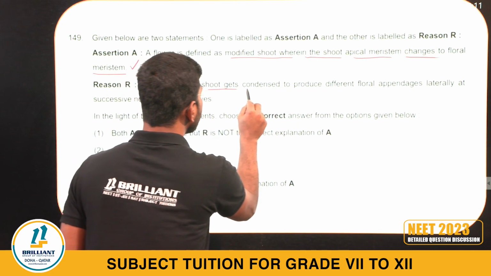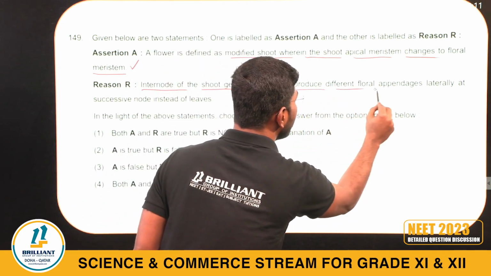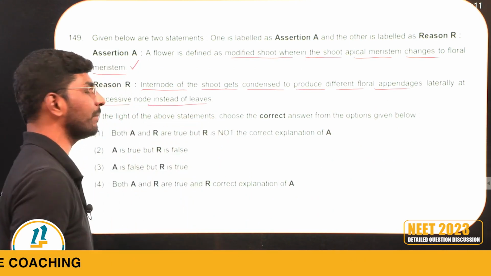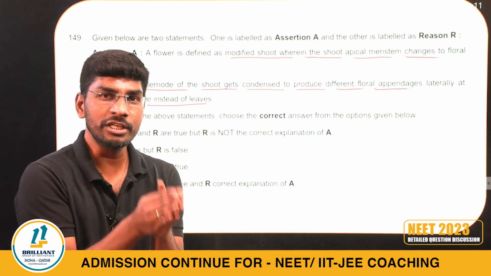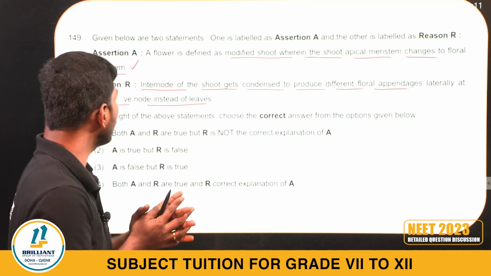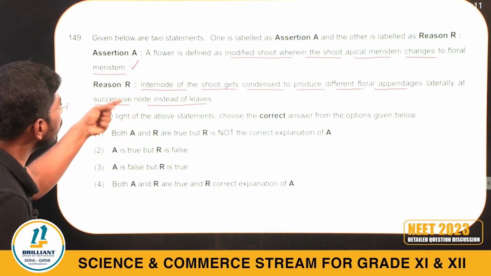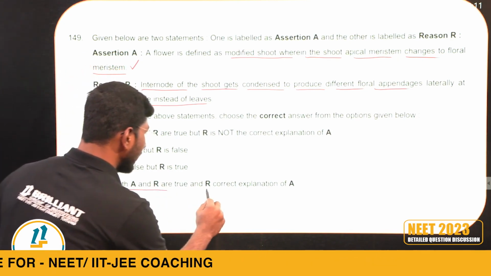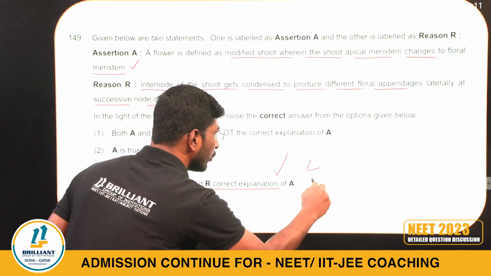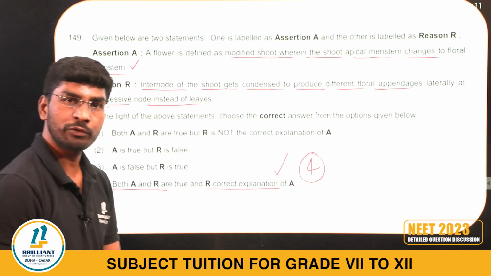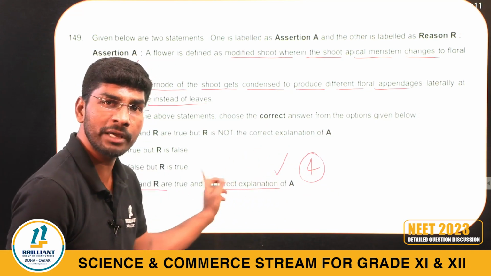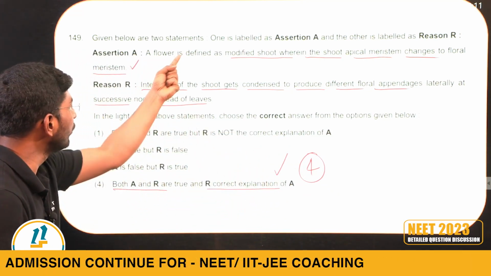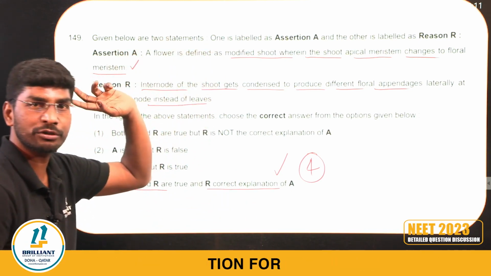Internodes of the shoot get condensed to produce different floral appendages laterally at successive nodes instead of leaves. Remember all of you, this is also a correct statement, and if I am not wrong, this is a right explanation of this assertion. So my answer will be both are correct and R is the correct explanation. So I am going with 4. We have to wait for the NTA key, but according to my view the right answer will be the 4th option. Both statements are correct. This is a right explanation of the assertion.